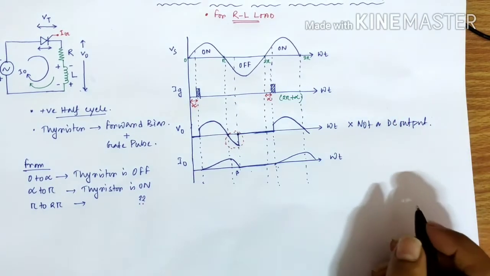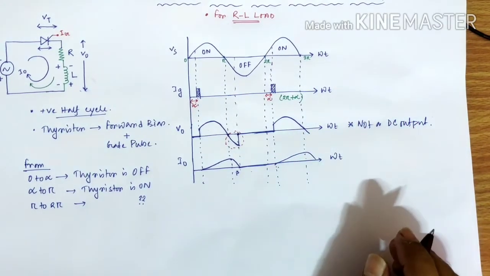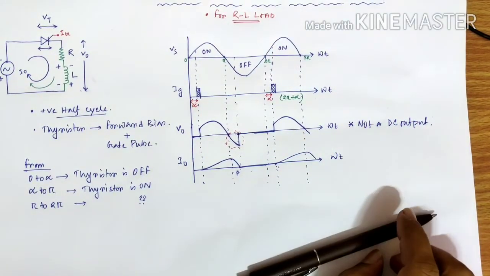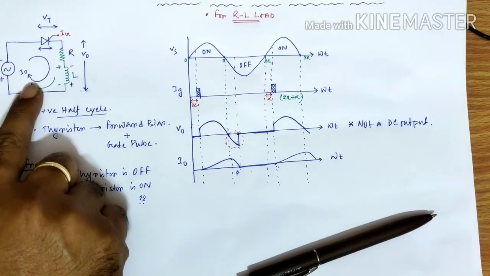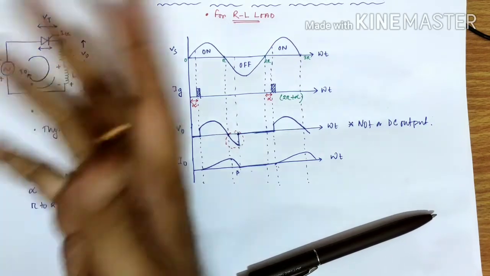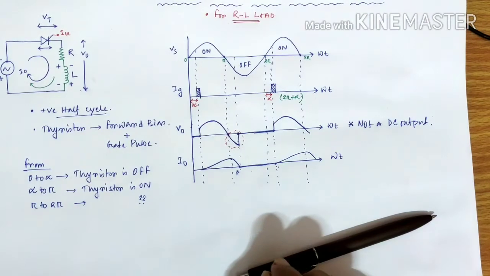So though it is a half wave rectifier, we are not getting any kind of DC output. So that is not desired. That means the circuit does not behave in a similar fashion when we have changed the nature of the load. So how to overcome this problem?